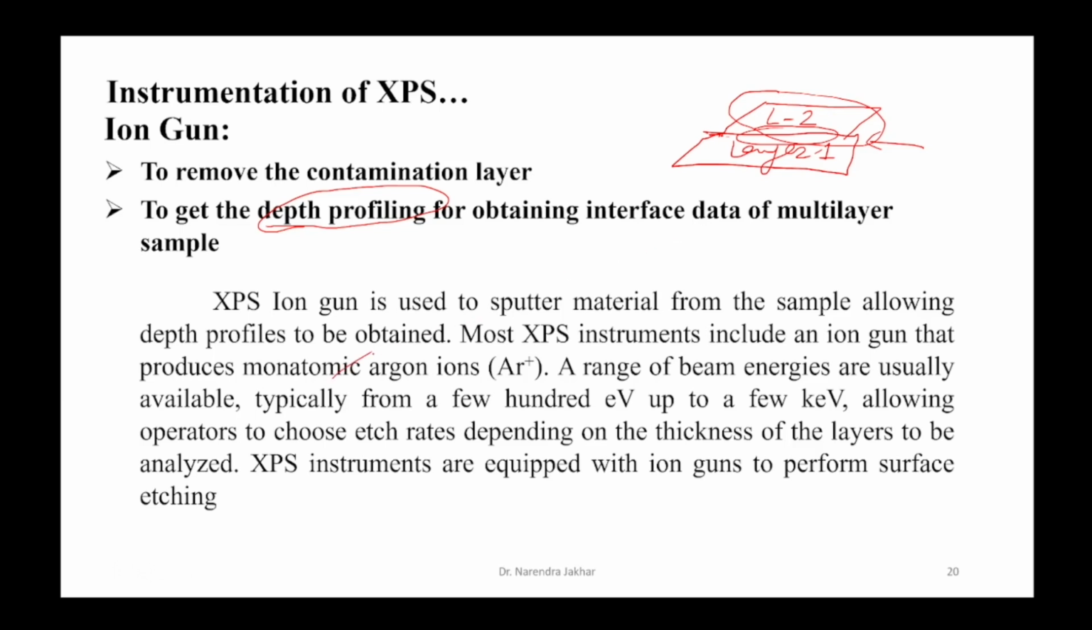So the ion gun is used to sputter material from the sample, allowing depth profiles to be obtained. Most XPS instruments include an ion gun that produces monoatomic argon ions. So these argon ions (Ar+) are bombarded on the sample surface. A range of beam energies is usually available, typically from a few hundred electron volts to a few kilo electron volts, depending upon the contamination thickness of the layers and the rate of etching you would like to obtain. The XPS instruments are equipped with ion guns to perform surface etching.